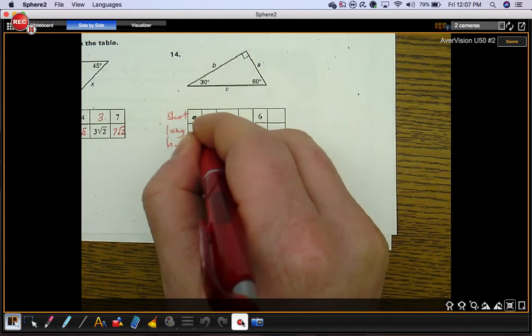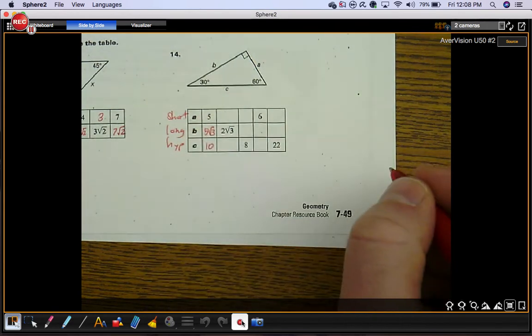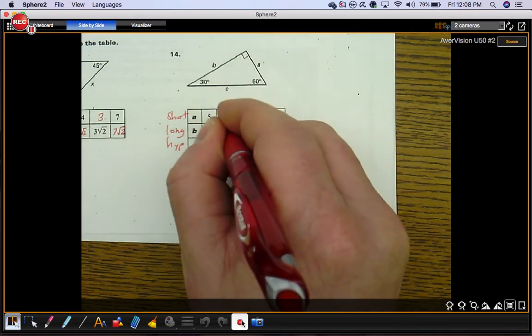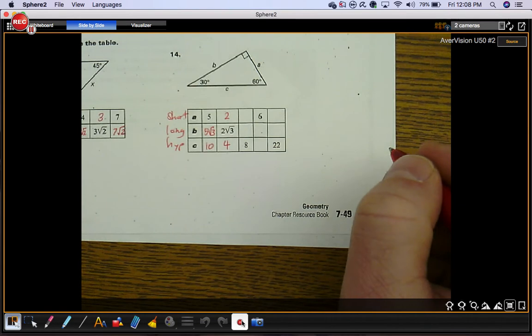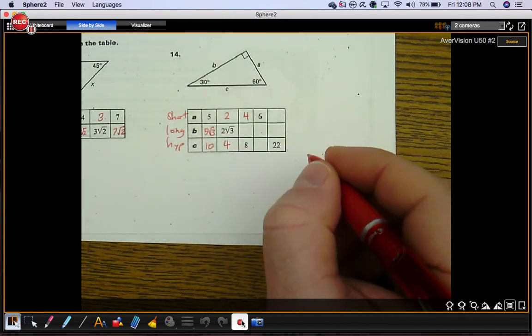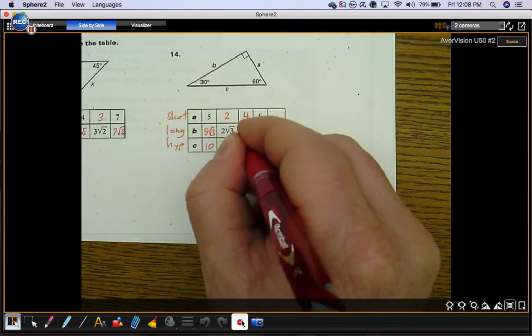Your long leg would be 5 square root of 3. If your long leg is 2 square root of 3, then your short leg's 2, hypotenuse is 4. If your hypotenuse is 8, then your short leg's 4, and your long leg is 4 square root of 3.